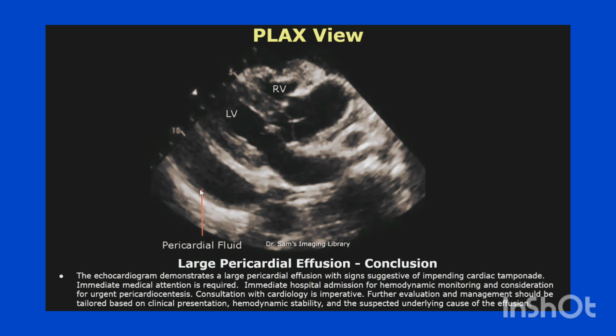Here is the conclusion. The echocardiogram demonstrates a large pericardial effusion with signs suggestive of impending cardiac tamponade. Immediate medical attention is required. Immediate hospital admission for hemodynamic monitoring and consideration for urgent pericardiocentesis. Consultation with cardiology is imperative. Further evaluation and management should be tailored based on clinical presentation, hemodynamic stability, and the suspected underlying cause of the effusion.